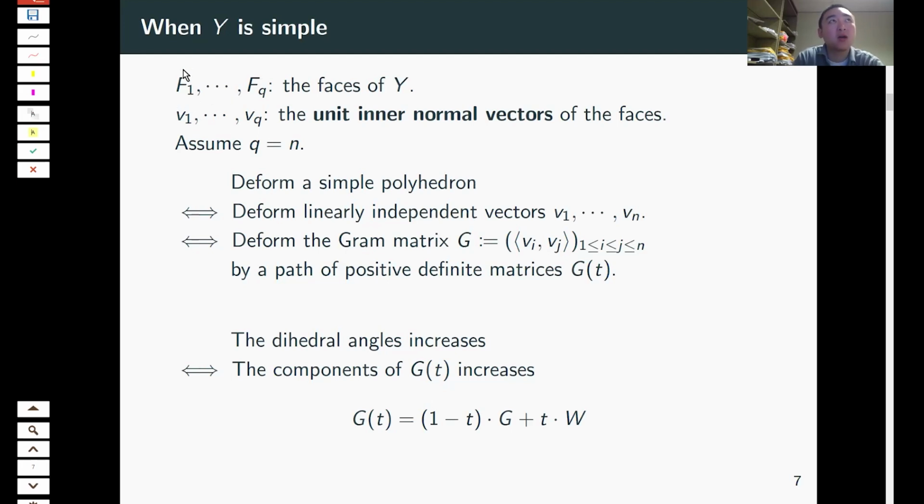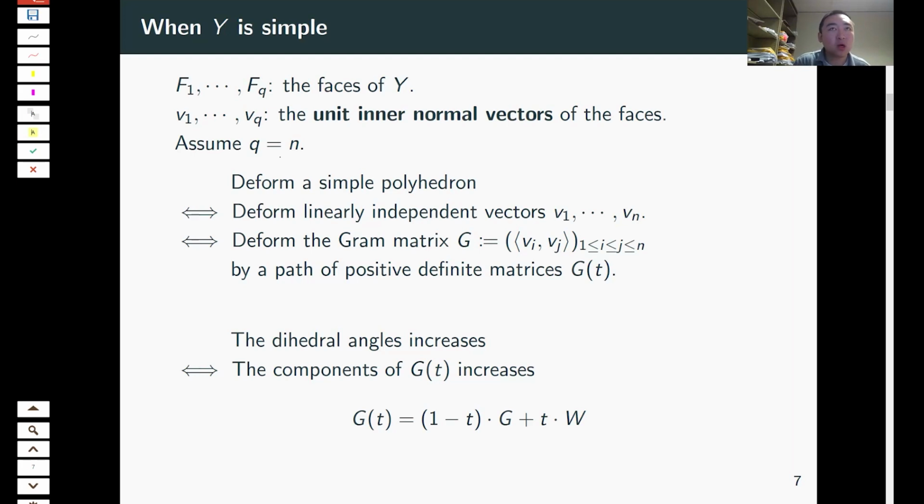So if you work on a simple spherical polyhedron where we have the faces F1 to FQ, and I denote by V1 to VQ the inner normal vectors of the faces. So think about the polyhedron in R^n, and these faces are actually hyperplanes. And with them Q is equal to n, meaning simple. So now we want to deform the polyhedron, which is equivalent to saying we just need to deform the vectors. Whenever you give the vectors, you determine the polyhedron.